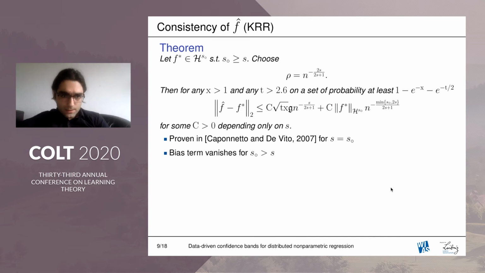The first result is consistency result for the classic kernel ridge regression. It says choose the penalization parameter properly. Then we have this high probability bound for the error term. The first term corresponds to the variance. The second one corresponds to the bias. What's important here: if S0 is above S, the first term dominates, the bias vanishes, exactly as suggested.